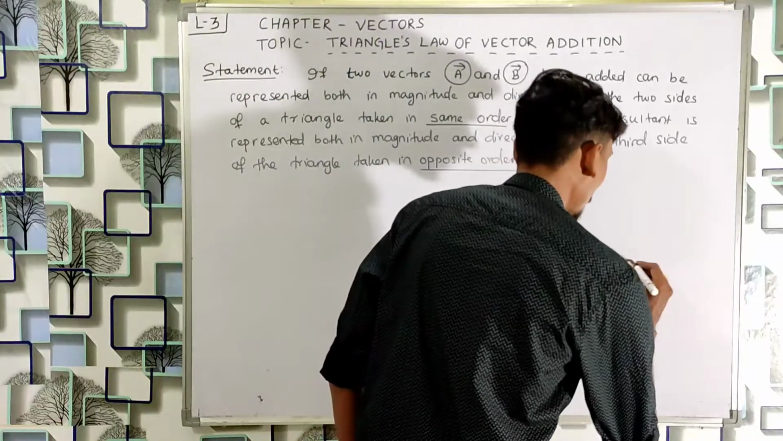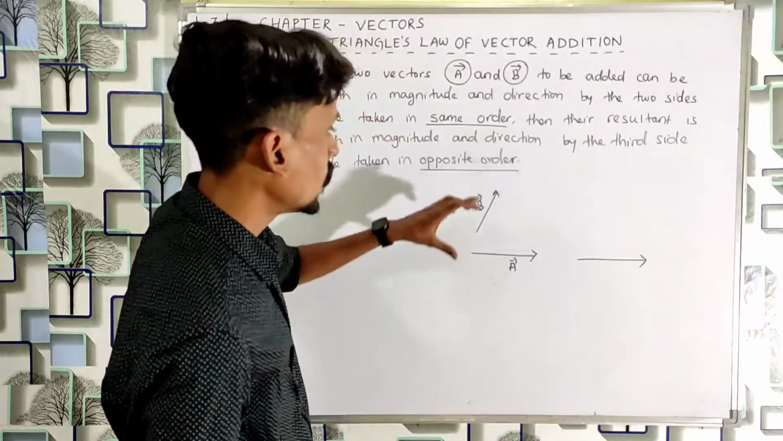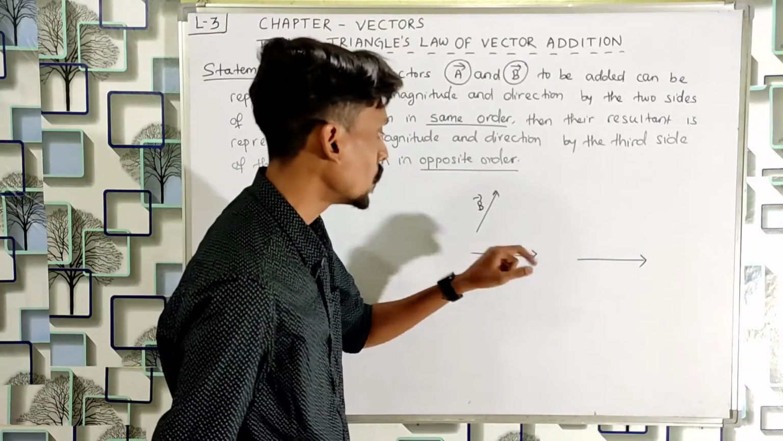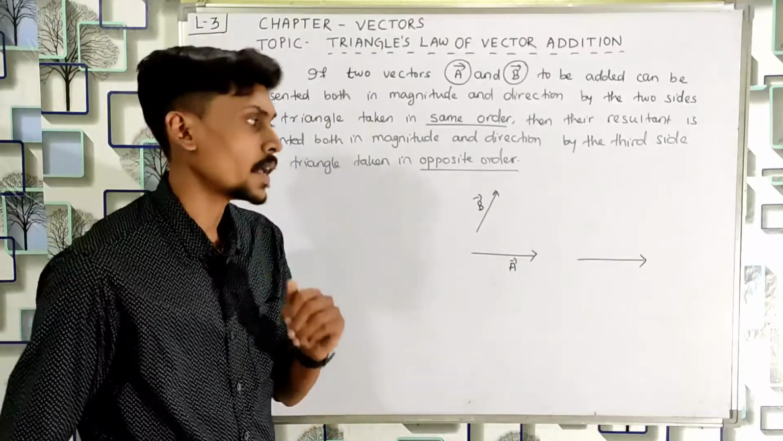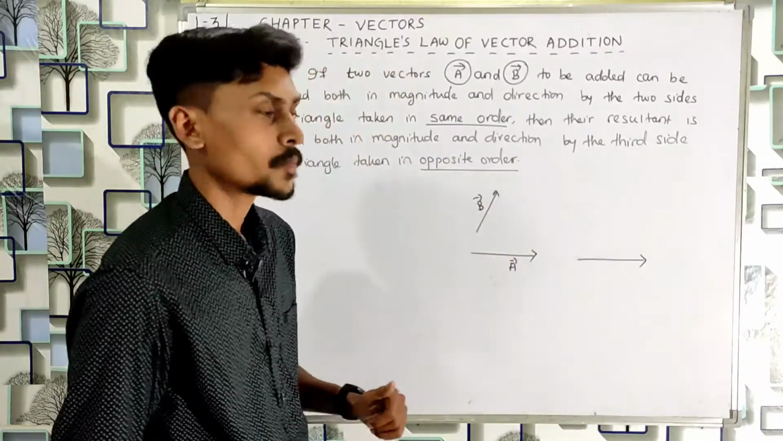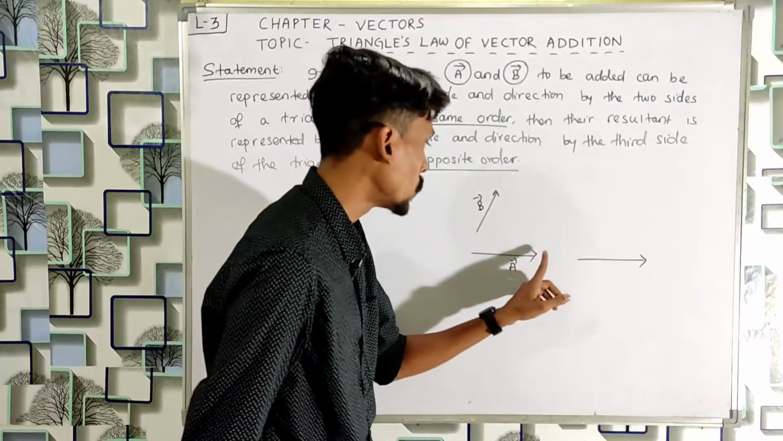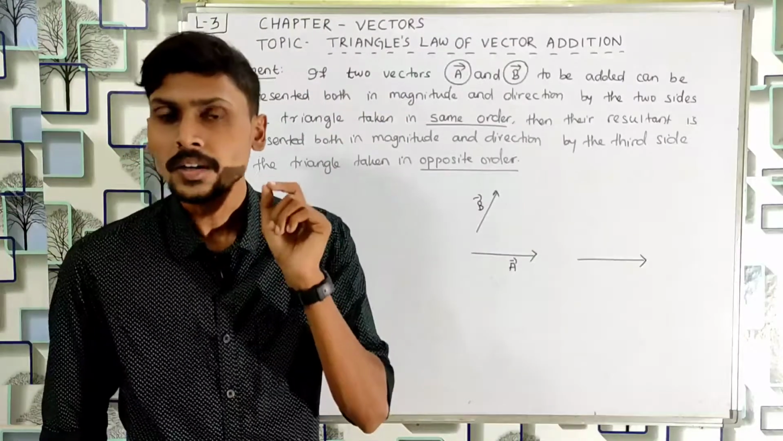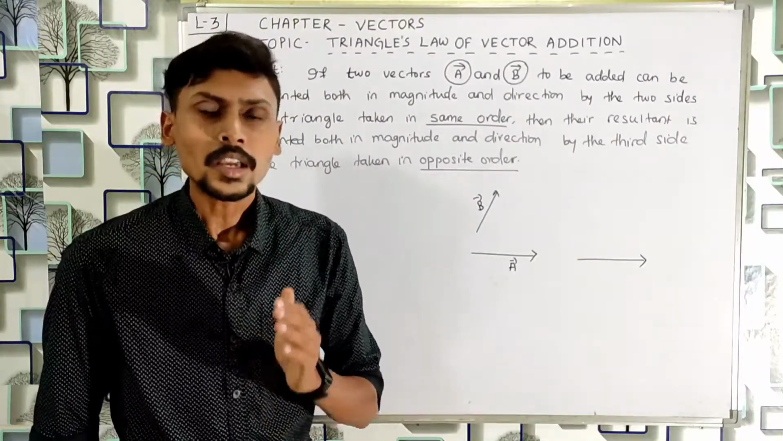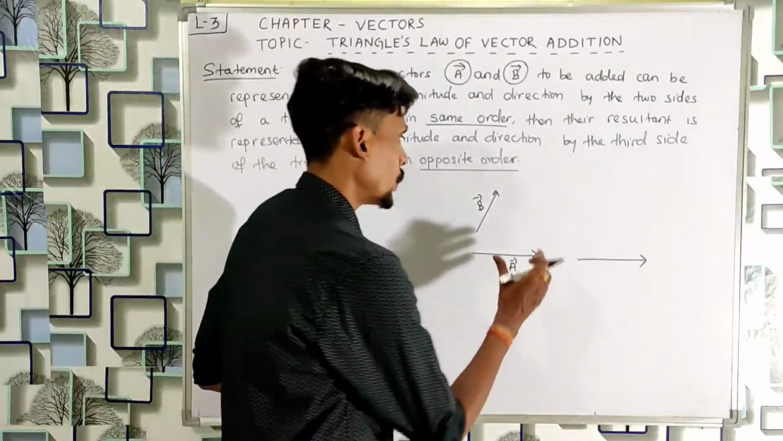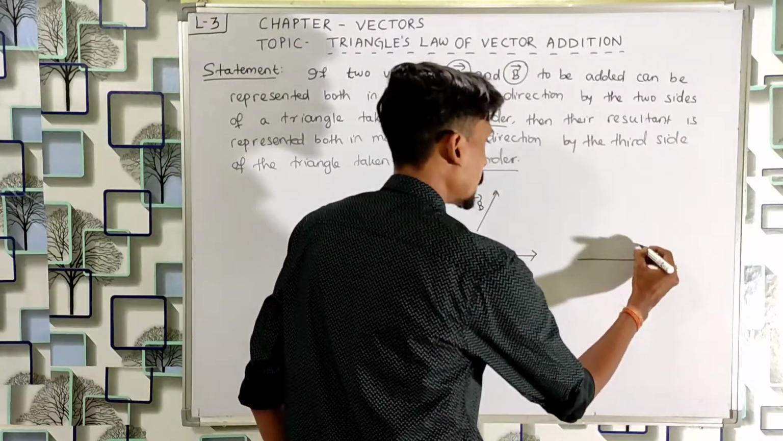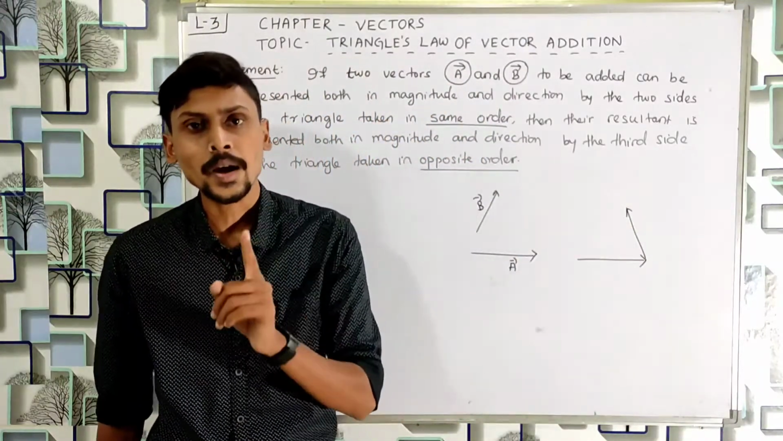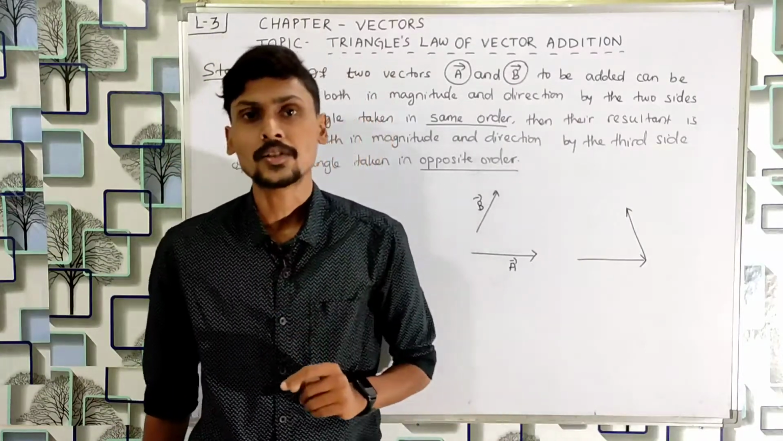So this is vector A, and I will shift this vector so that the tail of vector B will be connected to the head of vector A. But remember that when you are shifting vector B to the head of vector A, don't change the direction of the vector, because if you slightly rotate the vector and place it like this, then this is not vector B, because a vector is specified by its magnitude as well as direction.